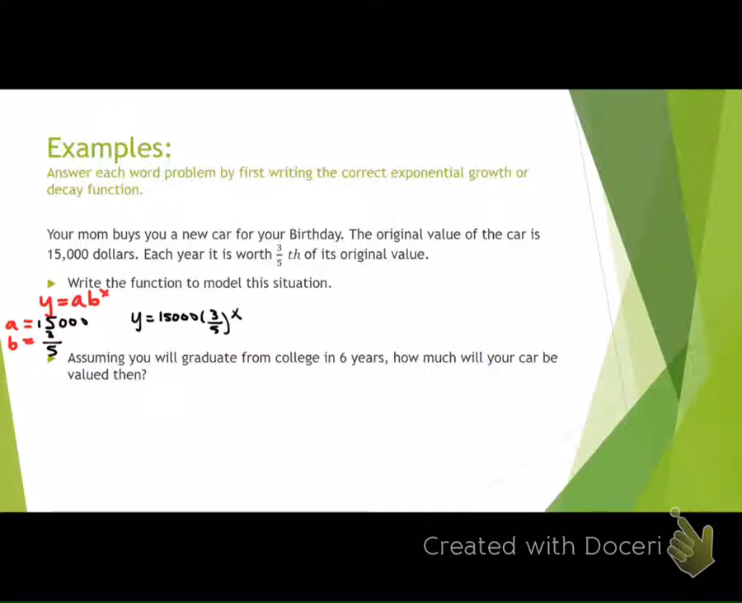Okay, so it says, assuming you will graduate from college in 6 years, how much will your car be valued at? Just so we know, a lot of people take a 5th year for college. All right. So, in 6 years, substitute 6 in and get the answer out.